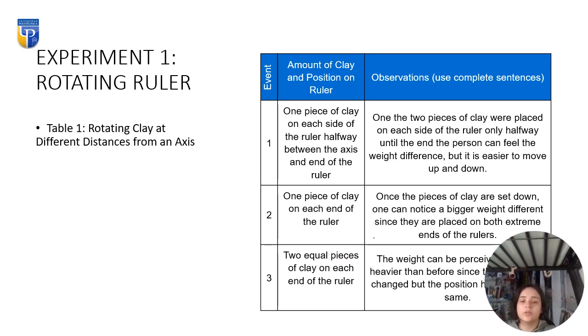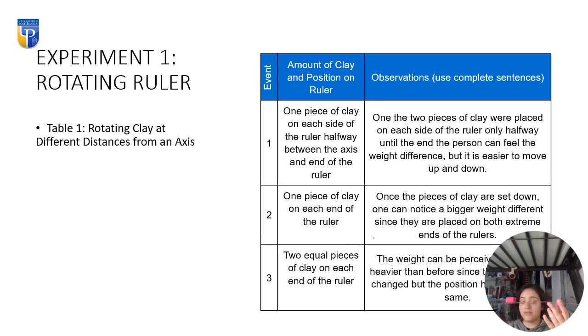So, I concluded that when the two pieces of clay were placed on each side of the ruler only halfway until the end, the person can feel the weight difference, but it's easier to move them down and rotate. To me, this is pretty easy. Now, once the pieces of clay were placed on each end, see how it shifted from here to here, and from here to here. It goes a bit down. So I said, once the pieces of clay were set down, one can notice a bigger weight difference since they are placed on both extreme ends of the ruler.